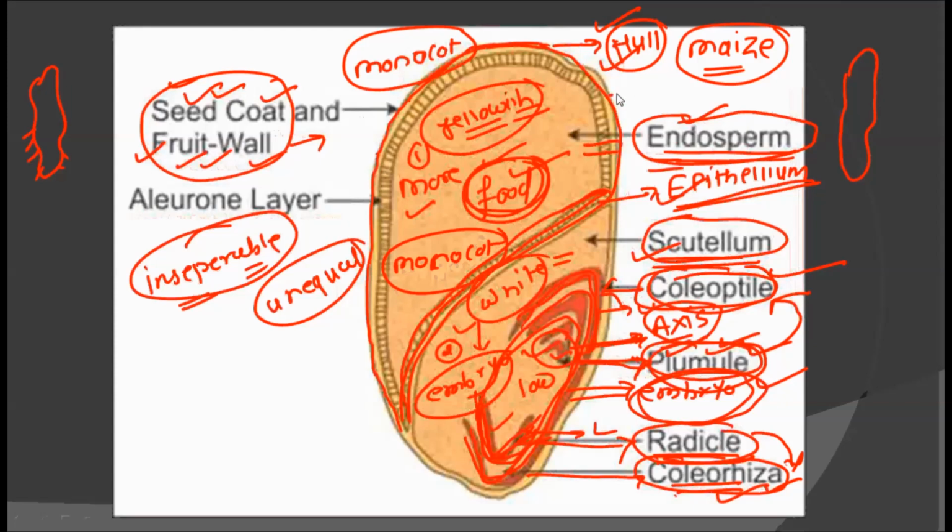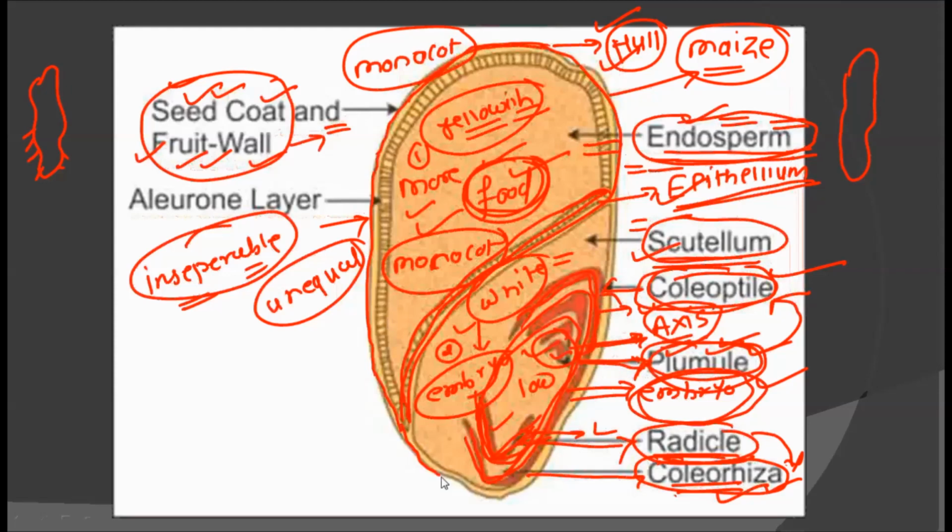Now we have taken the example of maize, and this is the seed of maize. This structure of a monocotyledonous seed is almost similar in all monocots with some exceptions. Alright, so from the examination point of view, you should carefully remember all the labeling related to this diagram, so that you will not miss a single label, and in turn you can make a good diagram.